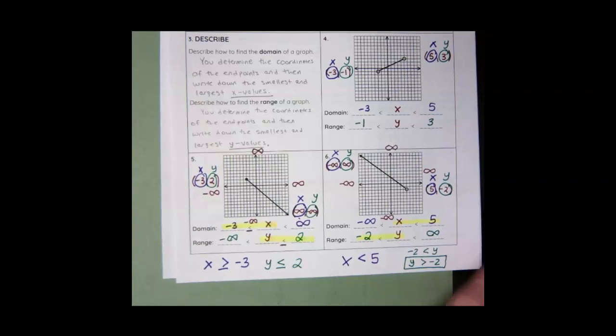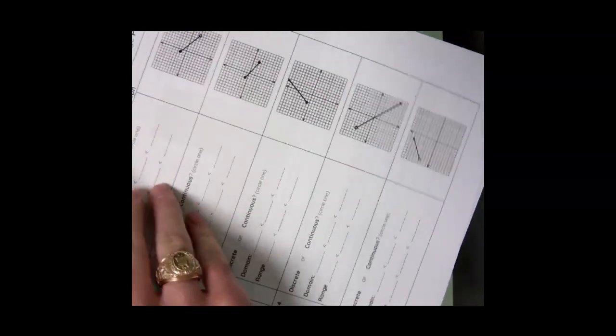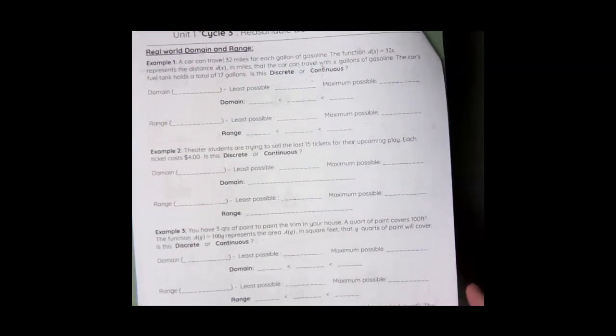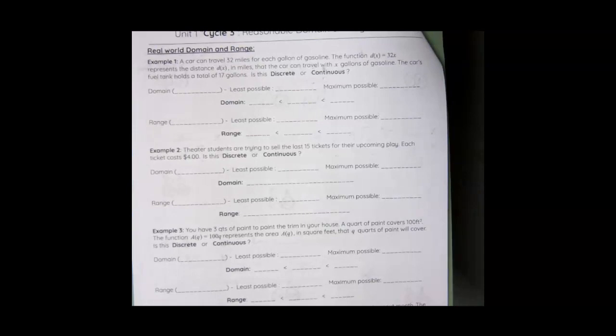Okay, so let's flip it over. We're going to have more examples. We have now done graphically, so now we're going to look at some real-world domain and range problems, some word problems. Okay, so let's tackle example 1. A car can travel 32 miles for each gallon of gasoline. The function d of x equals 32x represents the distance d, in miles, the car can travel with x gallons of gasoline. The car's fuel tank holds a total of 17 gallons.